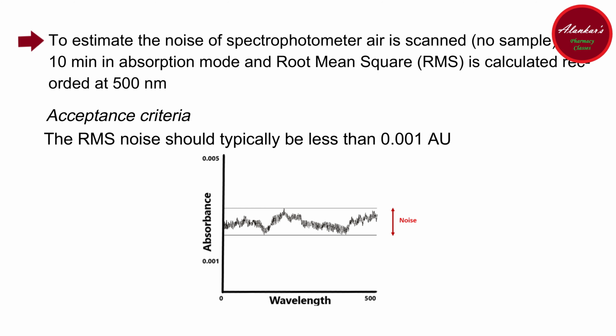To estimate the noise of a spectrophotometer, air is scanned, that means in practice there is no sample, for 10 minutes in absorbance mode, and the root mean square, that is RMS, is calculated at 500 nanometer. The acceptance criteria is this: the root mean square value of the noise should typically be less than 0.01.